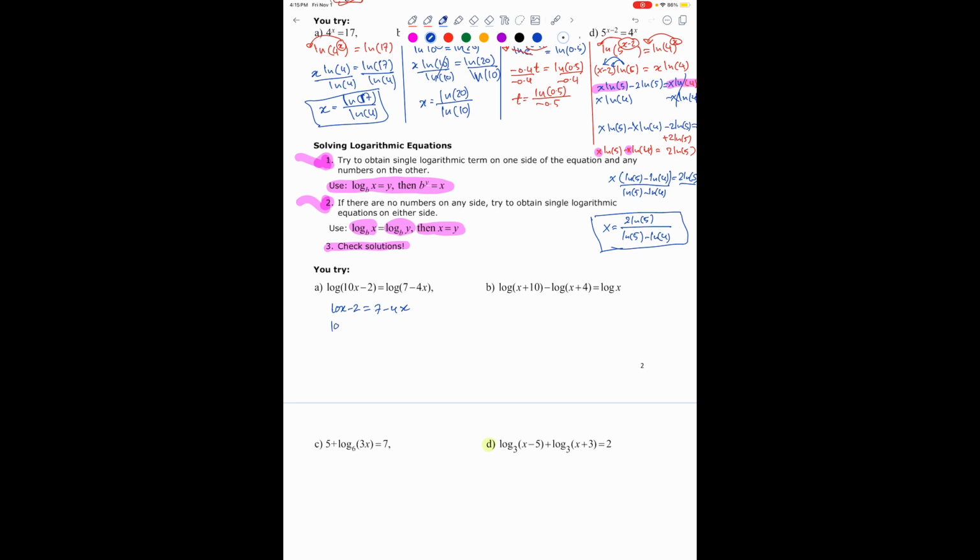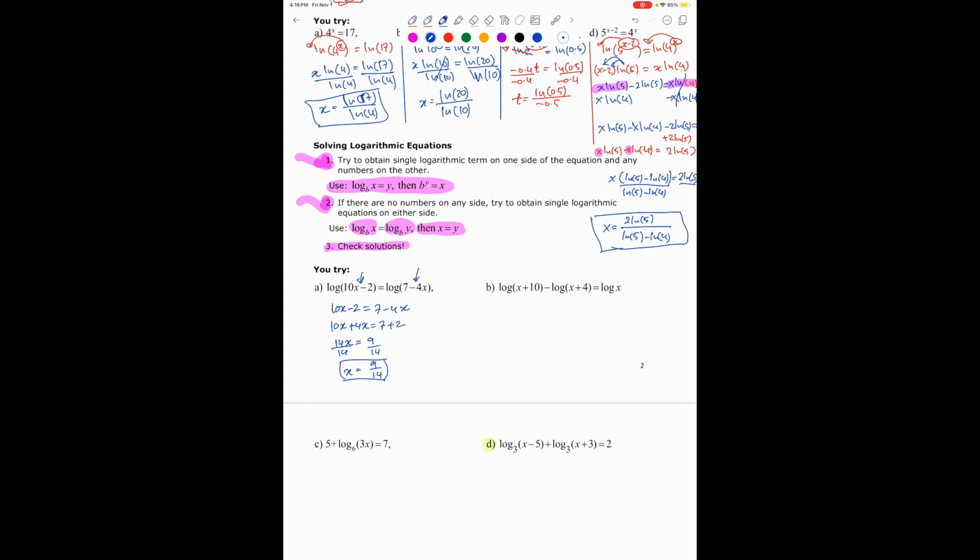So we'll have 10x plus 4x equals 7 plus 2. I'm doing multiple steps at a time. So we have 14x equals 9. Divide by 14 both sides of the equation. We get x is equal to 9 over 14. And as you can see, this solution is not going to cause any trouble, whether you plug it in the first or the second logarithm. So that is the solution in this case.